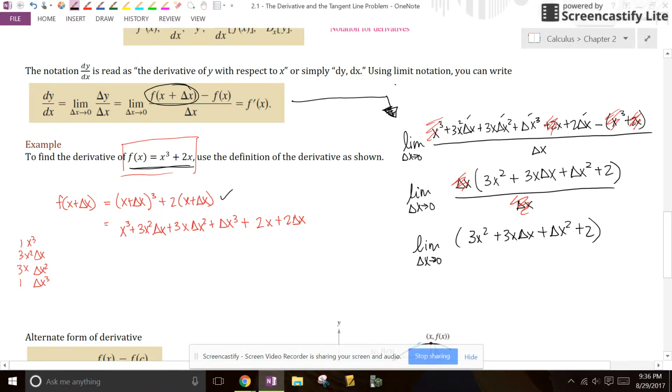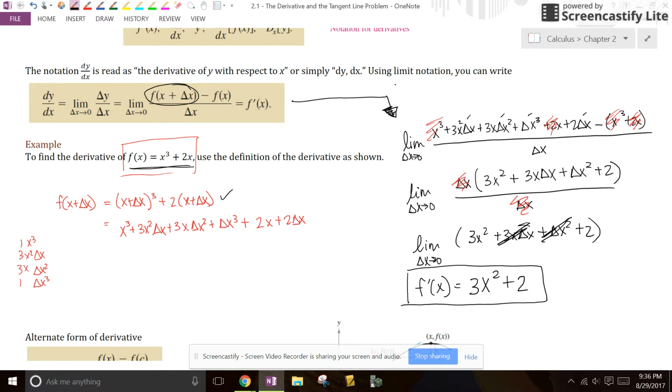I can find the limit of that. I'm going to put delta x as 0. As I put that in, this goes to 0, this goes to 0, and I am left with the answer 3x squared plus 2. And what is that? That is the derivative. You could call that f prime of x, you could call that dy dx, you could call it whatever you want, but that is the derivative. And what does that do? That equation tells me the slope at any given point. If you want to know when x is 1, you plug a 1 in and you get 5. The slope is 5 when x is 1.